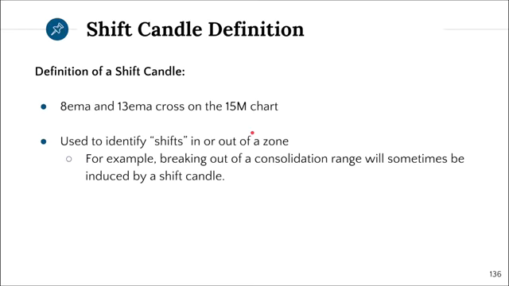Now let's talk about shift candles. I said already that the shift candle, by definition, is the 8 and 13 EMA cross. We use this to identify shifts of a zone, meaning we're consolidating, and then boom, we want to move higher and we get a shift out of a zone.